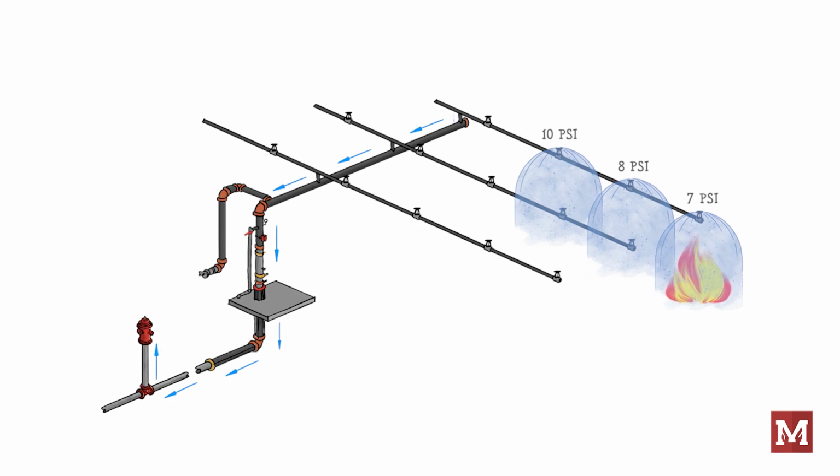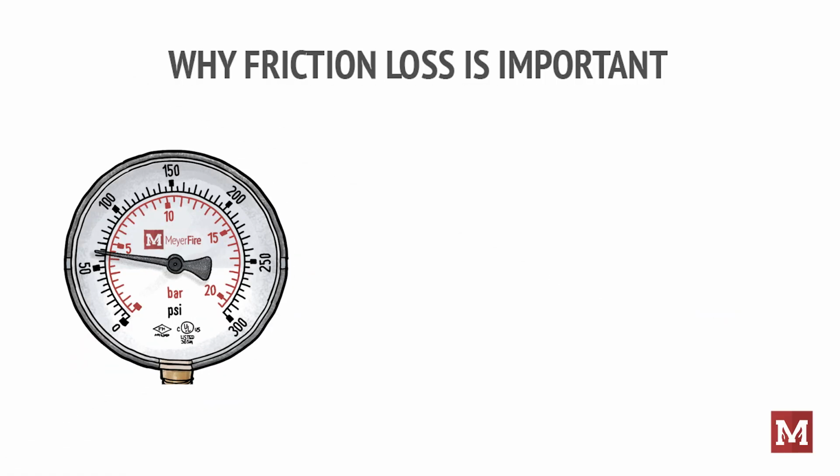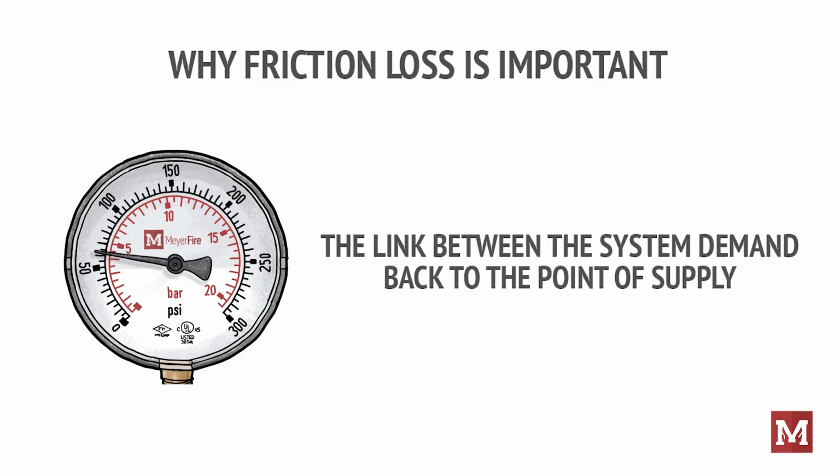Each step along the way involves friction loss. And that's why this is so important for us to understand what is happening in the system hydraulically. Our entire comparison depends on that understanding. So why is friction loss so important? It's important because it's the link between what happens at the system demand and how that translates all the way back to the point of our system supply.